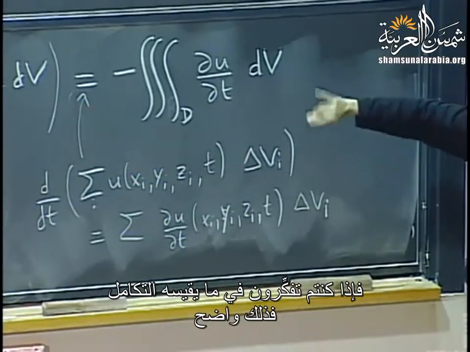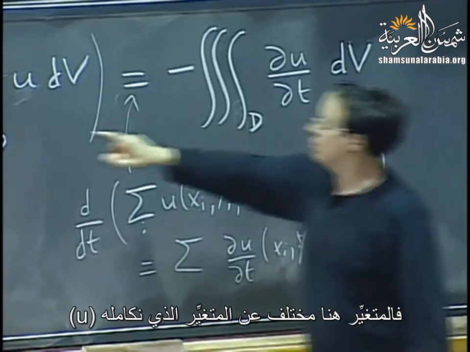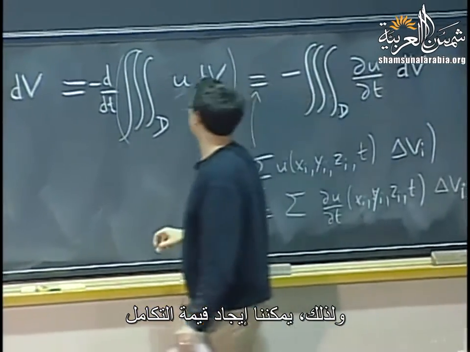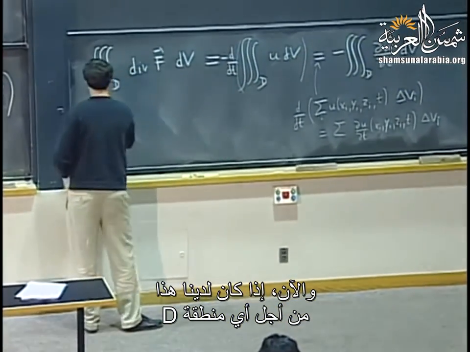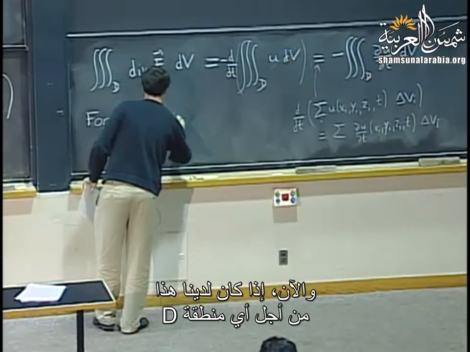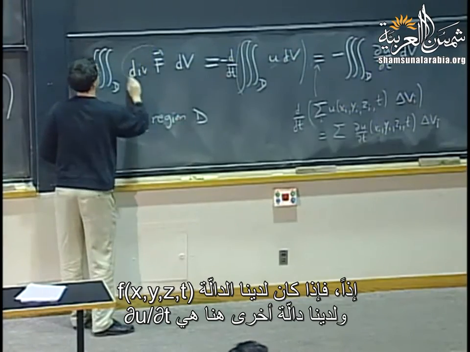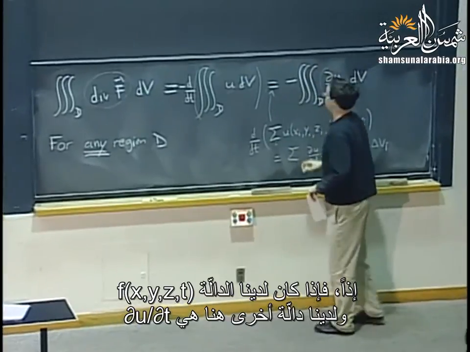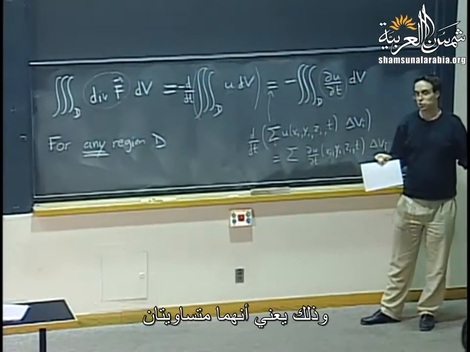So if you think about what the integral measures, that's actually pretty easy. And it's because this variable here is not the same as the variables on which we're integrating. That's why we can do it. Okay, so now if we have this for any region D, so we have a function of x, y, z, t, and we have another function here, and whenever we integrate them anywhere, we get the same answer. Well, that must mean they're the same.